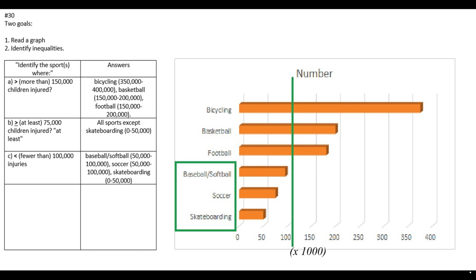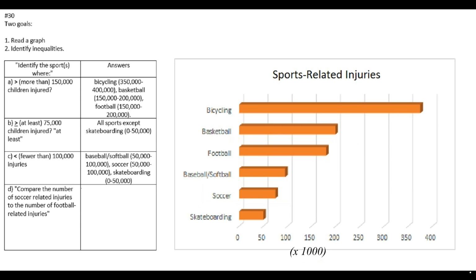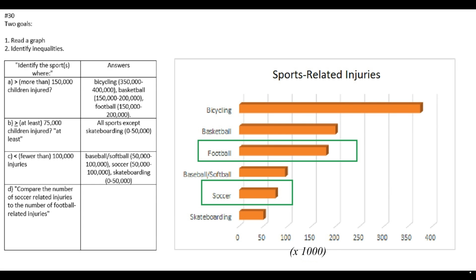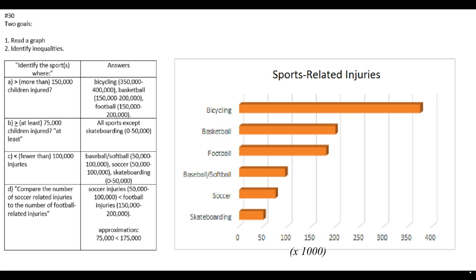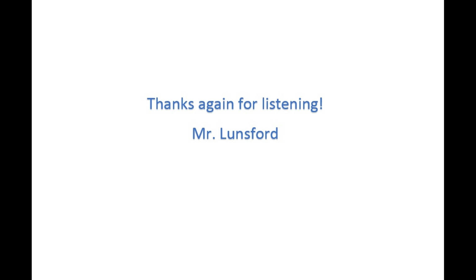So now it says compare the number of soccer-related injuries and football-related injuries. You see those two green boxes? Okay, so if we're comparing those two, there's fewer soccer injuries. So the number of soccer injuries is less than the number of football injuries. And if I had to approximate those numbers, it'd be 75,000 is less than 175,000. So there you have it. All they're doing here is looking to see whether you can read a graph and interpret it correctly.